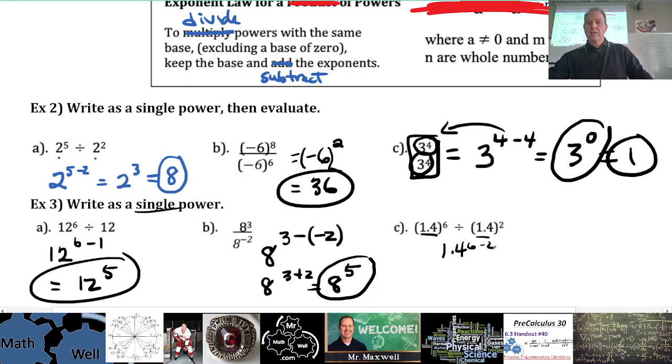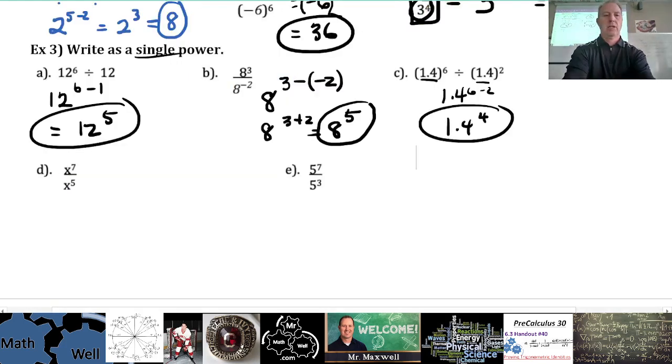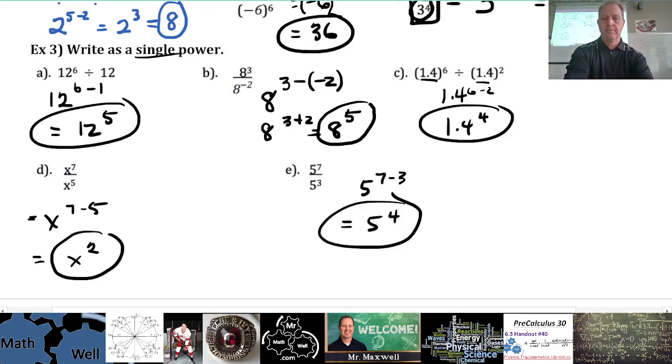So it's going to be 6 minus 2, 1.4 to the power of 4. All right. Let me know if you have any questions about that. So you do D and E on your own if you haven't yet. And I'll show you the answers in a second. Okay, that's what I got for D and E. Check with yours there.